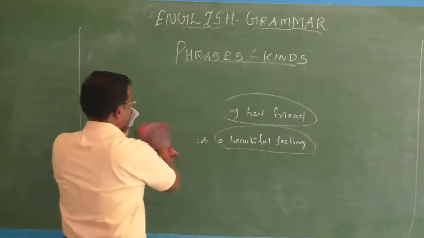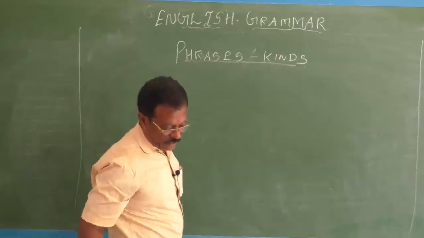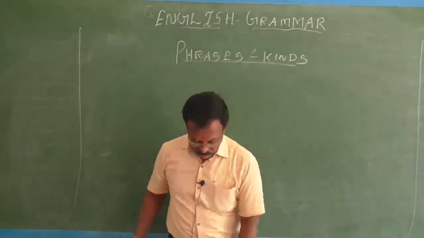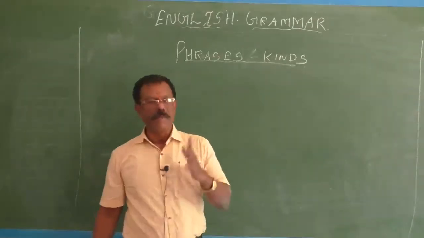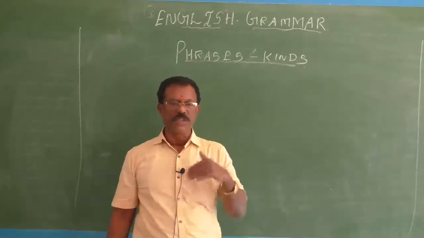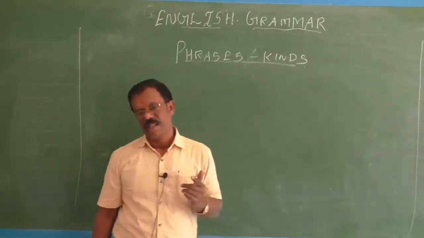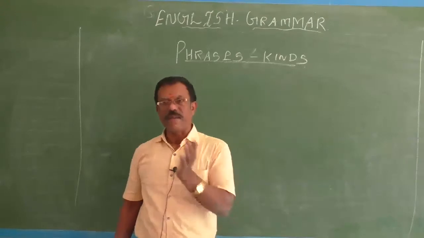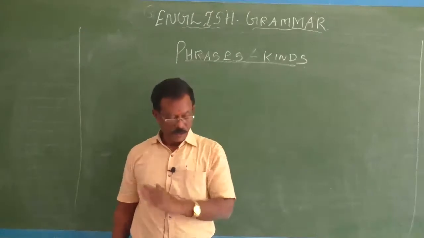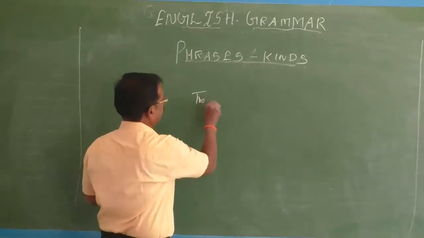A noun phrase may consist of pre-modifiers and post-modifiers. What are pre-modifiers? Suppose a noun phrase consists of a noun as a head word and some modifiers. If the modifiers are used before the noun, then it is called pre-modifiers, pre meaning before. If the modifiers are used after the noun, that is called post-modifiers. There are 6 children. We use pre-modifiers. See, there are 6 children.